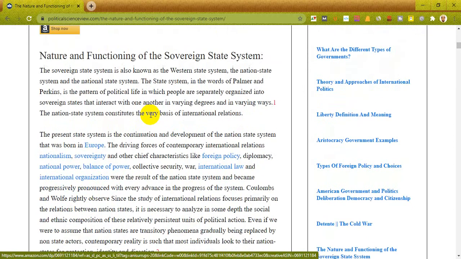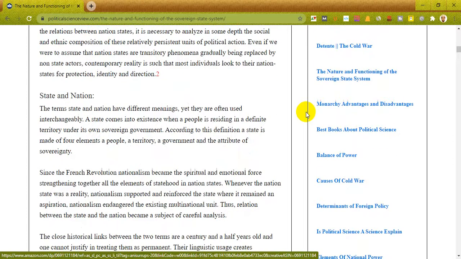Nature and functioning of the sovereign state system. The sovereign state system is also known as the Western state system, the nation-state system, and the national state system. The state system, in the words of Palmer and Perkins, is the pattern of political life in which people are separately organized into sovereign states that interact with one another in varying degrees and in varying ways. The nation-state system constitutes the very basis of international relations.